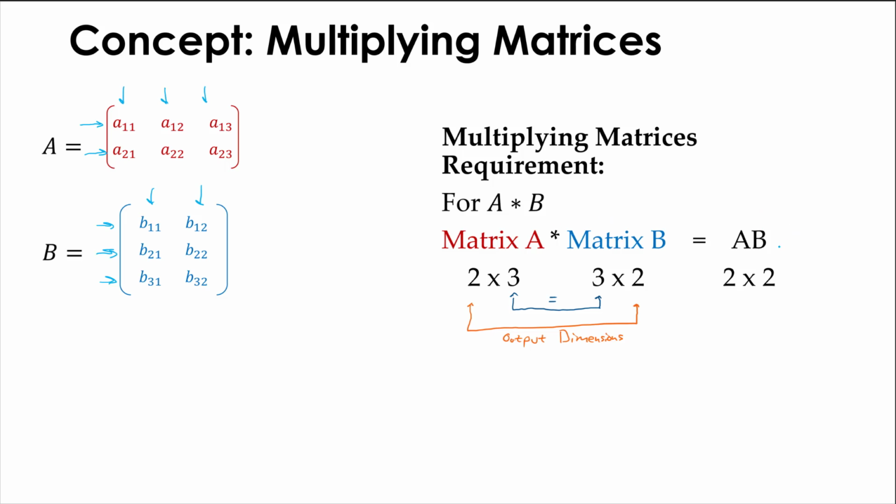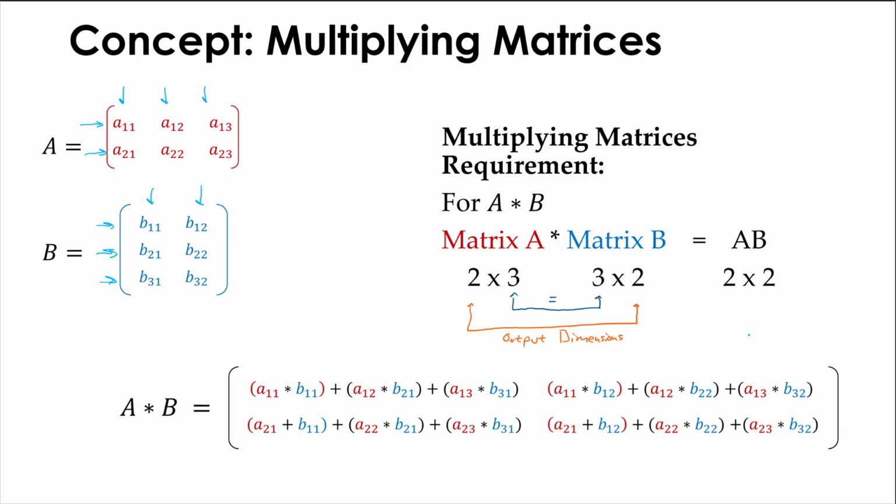Our output matrix, AB, is going to have the dimensions of my outer two dimensions here from A and B. So matrix AB here is going to be a 2 by 2 matrix after I multiply these two together. Okay, so let's take a look at our process here for doing that.